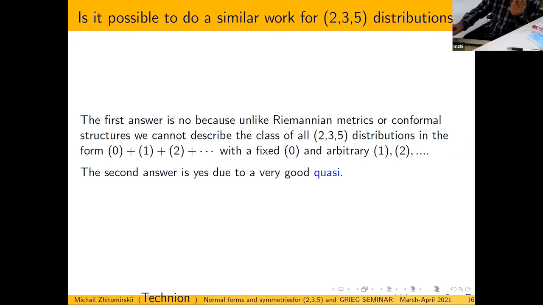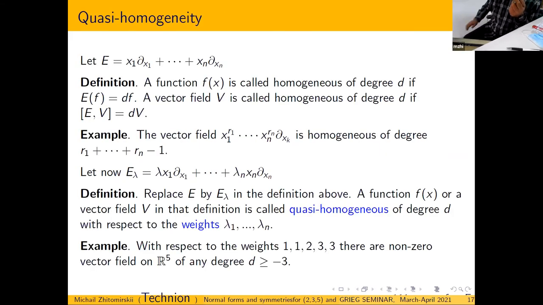And this is the same with the word quasi. So what is quasi-homogeneity? It is convenient to define it using the generalization of the Euler vector field. Sometimes this vector field is called the Euler vector field. And then it is convenient to define just a usual homogeneous function of degree d by this equation: the Euler vector field applied to f gives d times f.